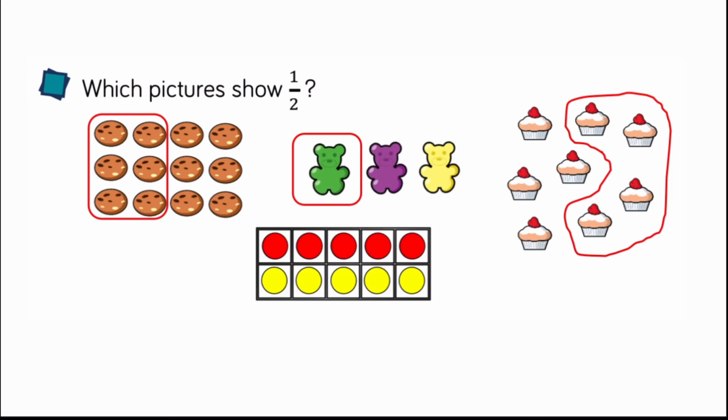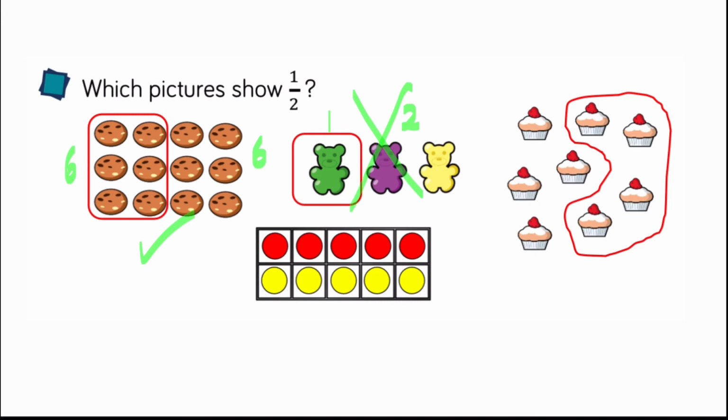Okay, our cookies, we've got 6 on this part and 6 in this part. Does it show half? Yes. Let's look at our bears. We've got 1 in this part and 2 in this part. Does it show half? No.